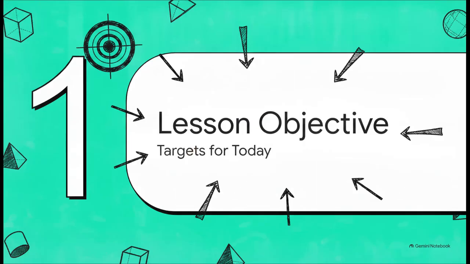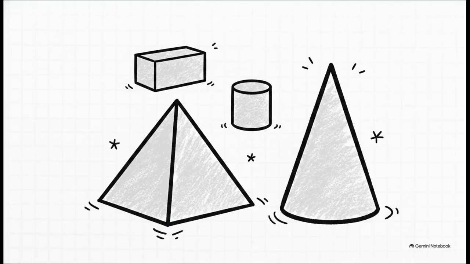All right, Section 1. Lesson objective, targets for today. Our main goal here is to really understand surface area concepts for 4 foundational shapes. We're talking prisms, cylinders, pyramids, and cones. Now, you're probably already pretty familiar with prisms and cylinders, right? So today, we're going to spend most of our heavy lifting on pyramids and cones. If you can master those two, you're going to be in fantastic shape for this entire unit.